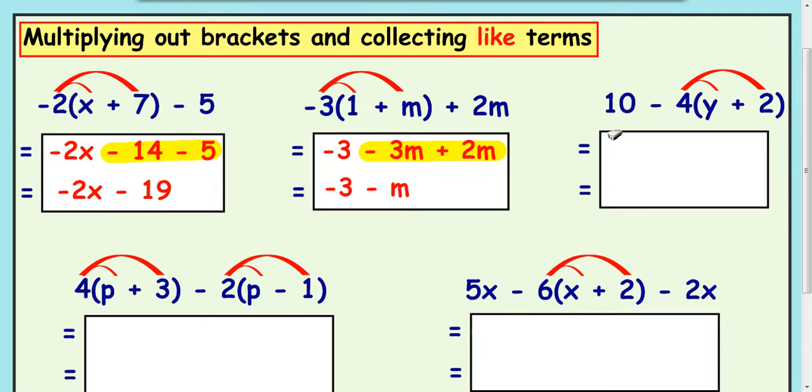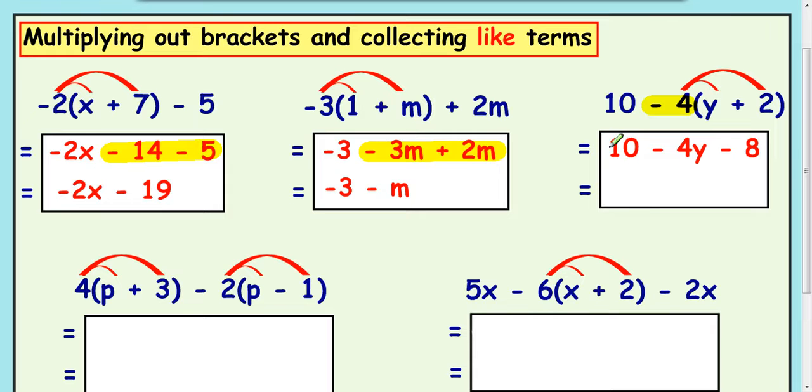Okay, in the next example we've got a 10 here that's not been multiplied by anything. Don't be fooled into mistaking it for 10 take away 4 and doing that first. The rules of BODMAS suggest multiplying first before add and subtract. So you leave the 10 alone and then go into your multiplication. So think of that as negative 4, like this. And do negative 4 times positive y, which is negative 4y. And negative 4 times positive 2 is negative 8.